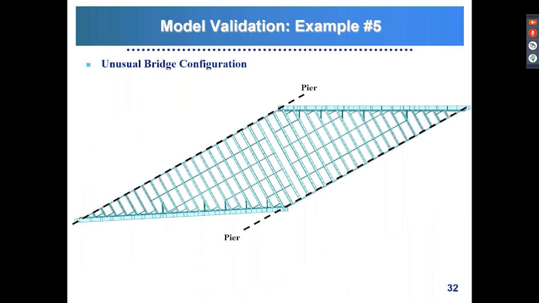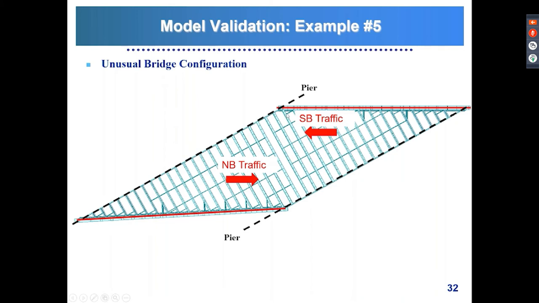The last example I wanted to bring as a validation example is a kind of unusual bridge configuration that we had. So this is a girder floor beam system with a very high skew. We have the piers along these lines. Then these are our through girders. Traffic is going in this direction, northbound and southbound. And then these are our floor beams.